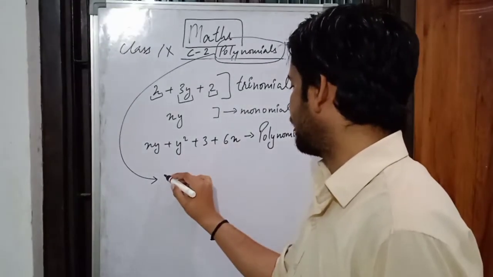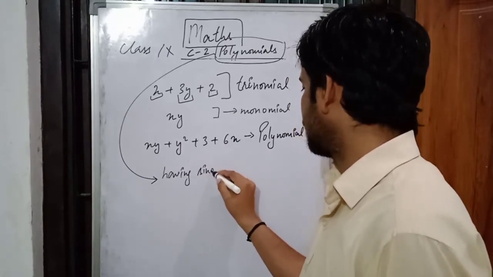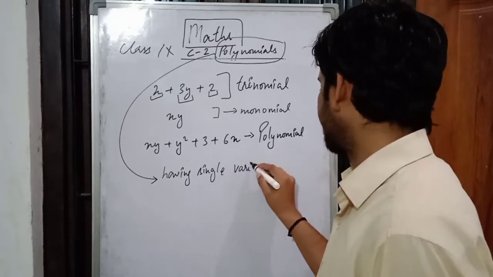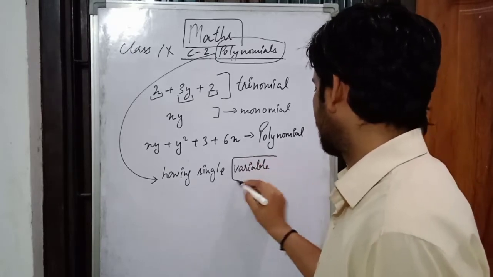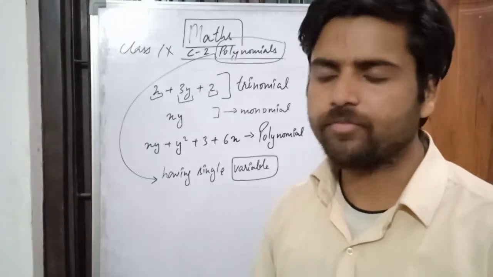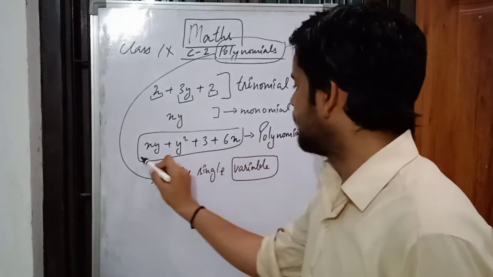So polynomial having a single variable. Now what is this variable? If I take this example here, let's take this example.